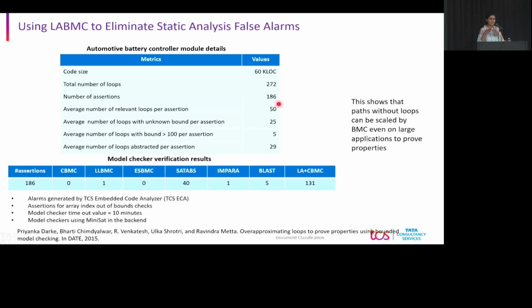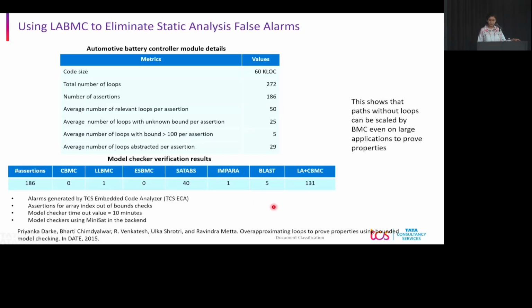So what we did was we sliced the program with respect to these 186 assertions, just to improve the chances of scalability. And then we got 186 slices, and the average number of relevant loops in the slice was 50 loops in each slice. So that shows that there were a lot of loops in the program. And unknown bound loops were 25. And we abstracted around 29 loops per slice.